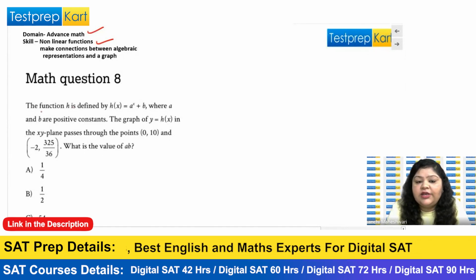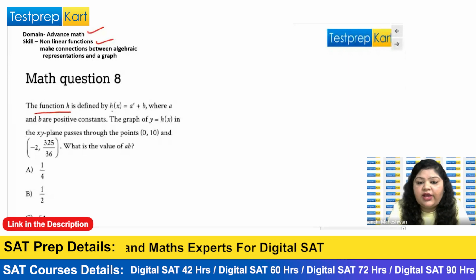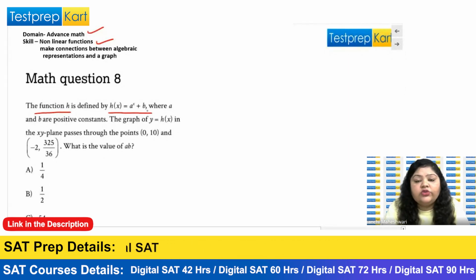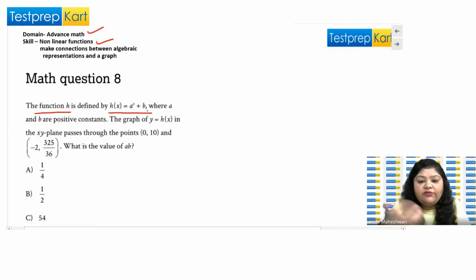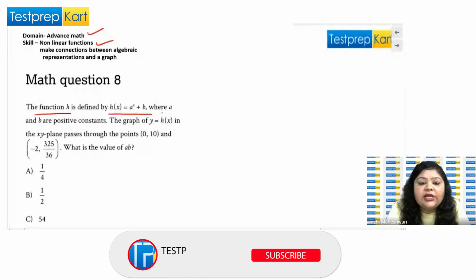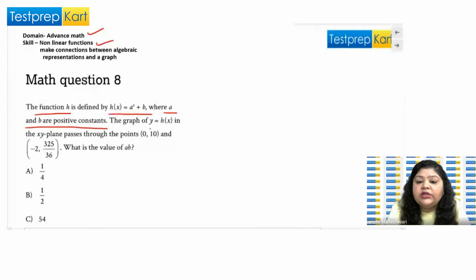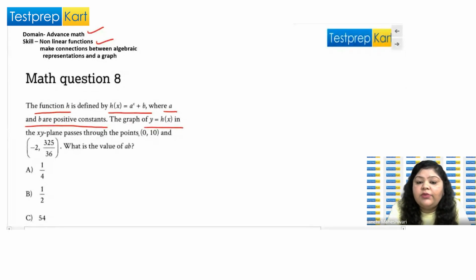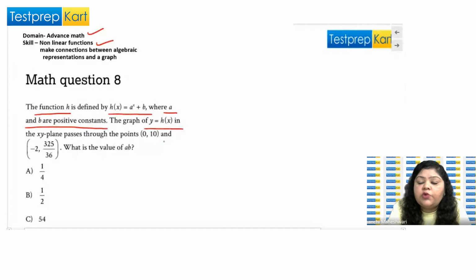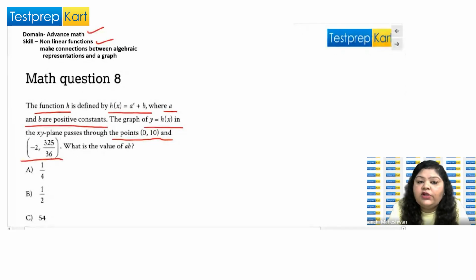Okay, so have a look. The question is saying the function h is defined by h of x is equal to a to the power x plus b. So there is a function h of x and its definition is a to the power x plus b, where the question is saying a and b are positive constants. Further, the graph of y equals h of x in the xy plane passes through these 2 points, (0, 10) and (-2, 325/36).